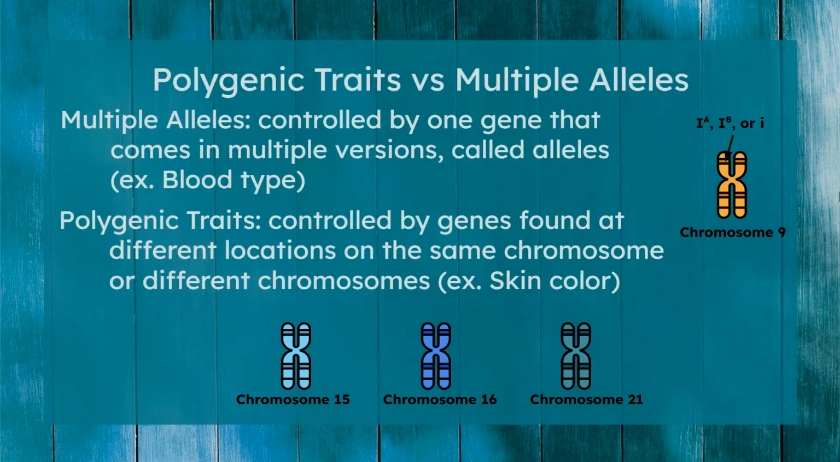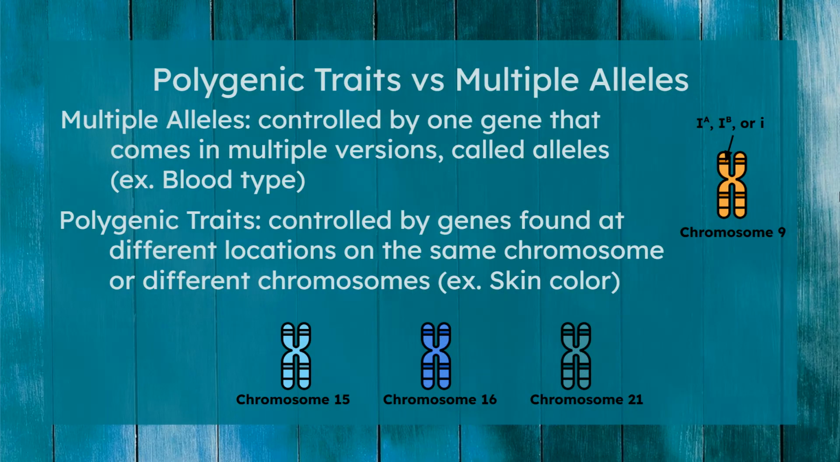Make sure you're not mixing up polygenic traits with multiple alleles. So remember that multiple alleles, these are traits that are controlled by one gene that comes in multiple versions. So different alleles exist. So think about blood type, for example. There are three alleles that do exist in the population, but when you are inheriting these alleles from your parents, they're all found at the same location on the same chromosome, making it only one gene. So it's not as complicated as polygenic traits.